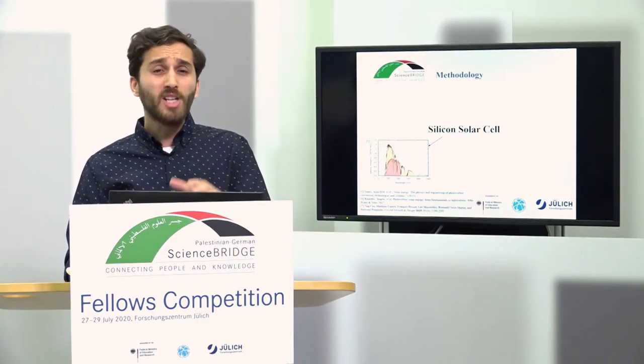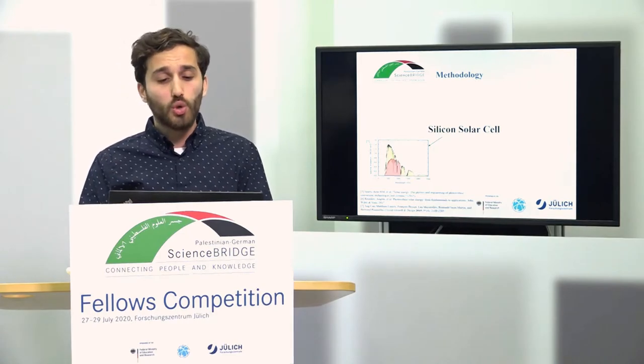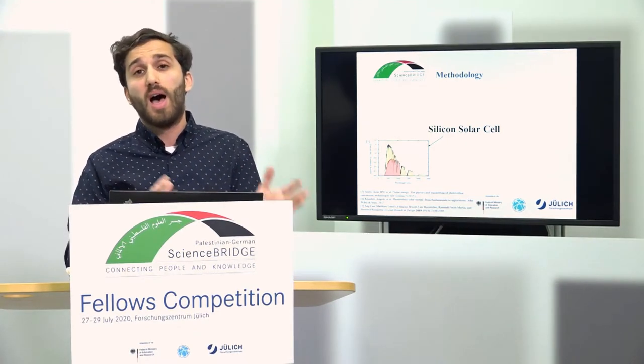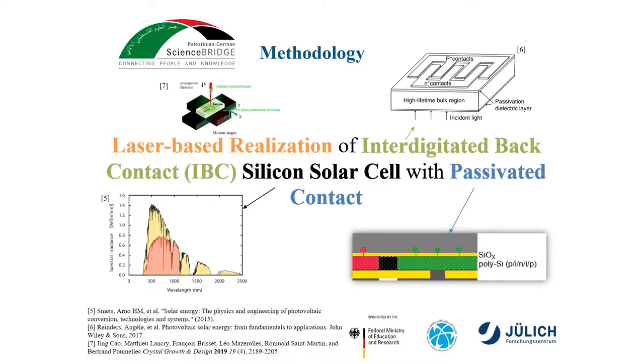To minimize all these kinds of losses, we are supposed to use a silicon solar cell, which shows a good, or the highest, theoretical limit compared with other materials. To minimize the optical losses, we use the interdigitated back contact, IBC, structure, moving all contacts from the top side to the back side. To overcome the recombination losses, we use the passivated contact concept. And we are looking to realize all these techniques using a laser, which ends up with our topic: laser-based realization of interdigitated back contact silicon solar cell with passivated contact.